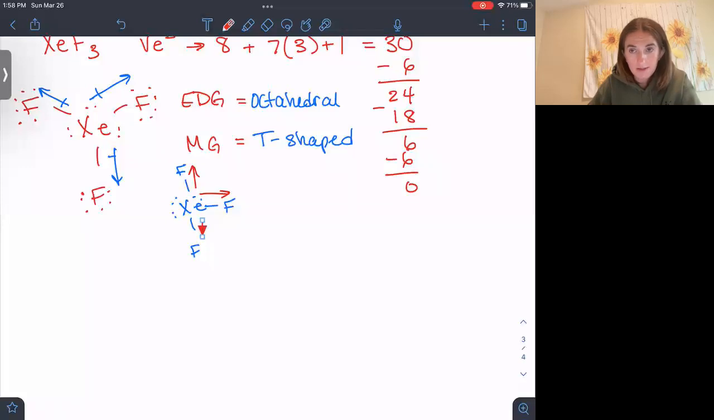What other questions do we have? There is no 2D name for this. It's either going to be octahedral or T-shaped.